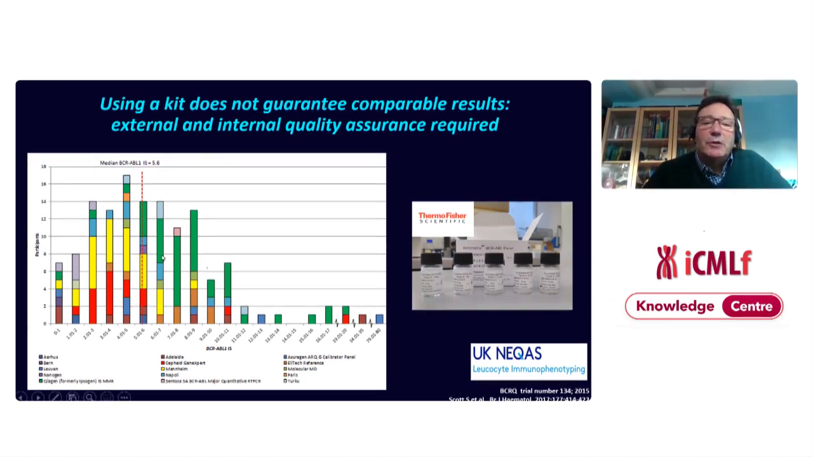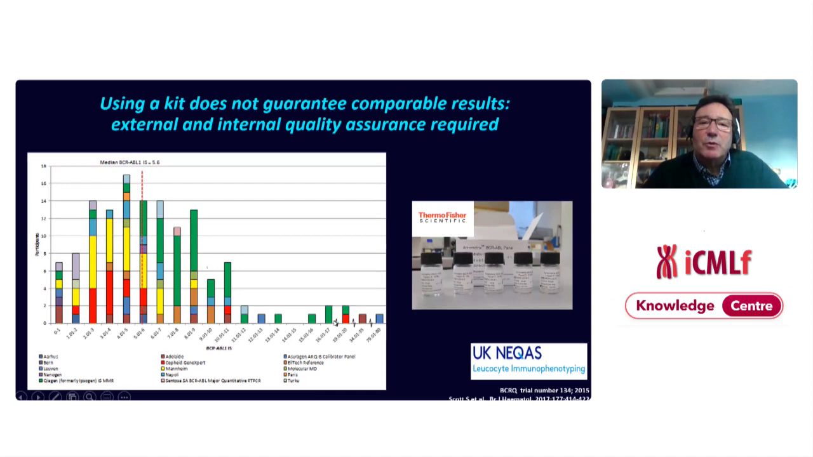This color coding just indicates different kits and approaches, laboratory developed tests as well, used to analyze a single sample. And you see there's a pretty big range of results. Even if you're using an identical kit, you can get results that range from less than 1% to more than 20%. So you do need to check the validity of what you're doing. And again, these secondary reference reagents are very helpful in this regard.